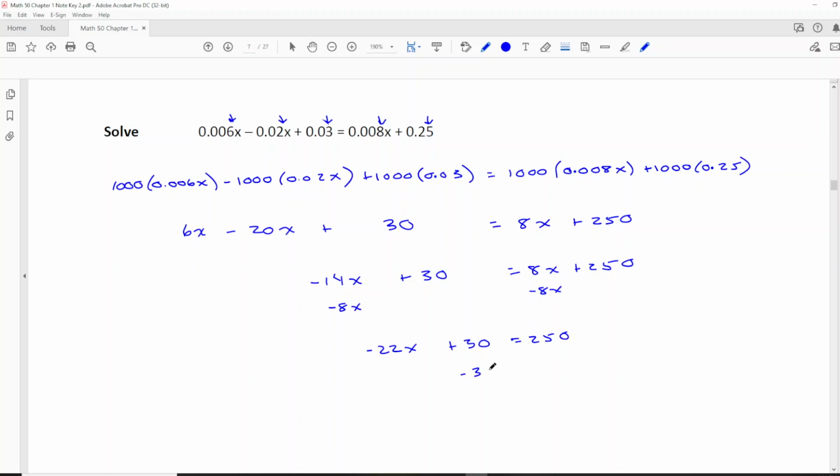Then I'm going to subtract 30 from each side. And I get negative 22x is equal to 220. And lastly, to get x by itself, I'm going to divide each side by negative 22. And I end up with x equals negative 10.